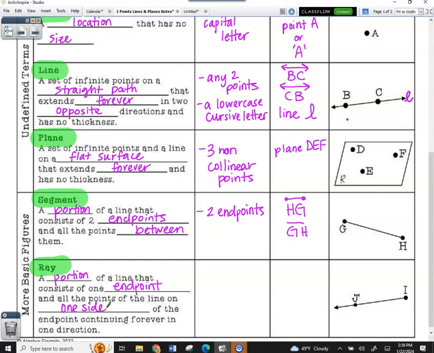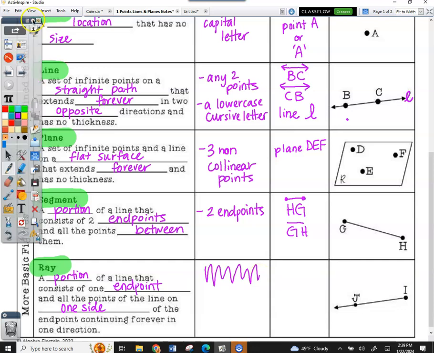Take your highlighter and draw a highlighted line right here. Just draw a straight highlighted line. Let me get my green and I'll show you. Right here. And then I want you to write over it. Order matters.